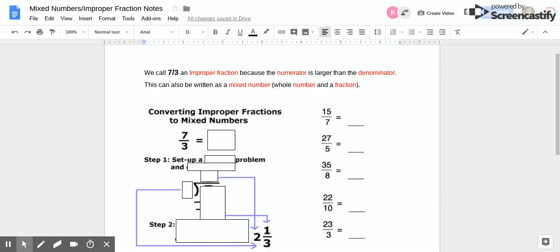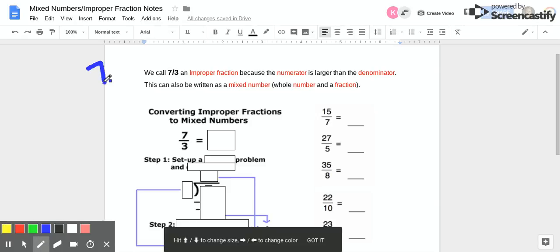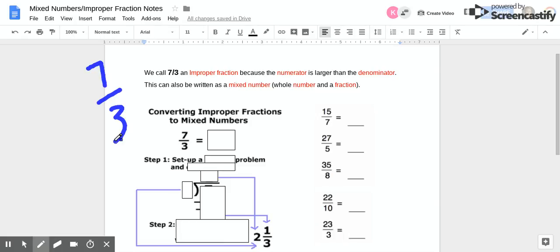So it says we call 7/3, and as a fraction that would look like this, so the top number is bigger. We call 7/3 an improper fraction because the numerator is larger than the denominator, meaning the top is bigger than the bottom. This can also be written as a mixed number, which is a combination of a whole number and a fraction. So let's look at this 7/3. There are steps you can do.